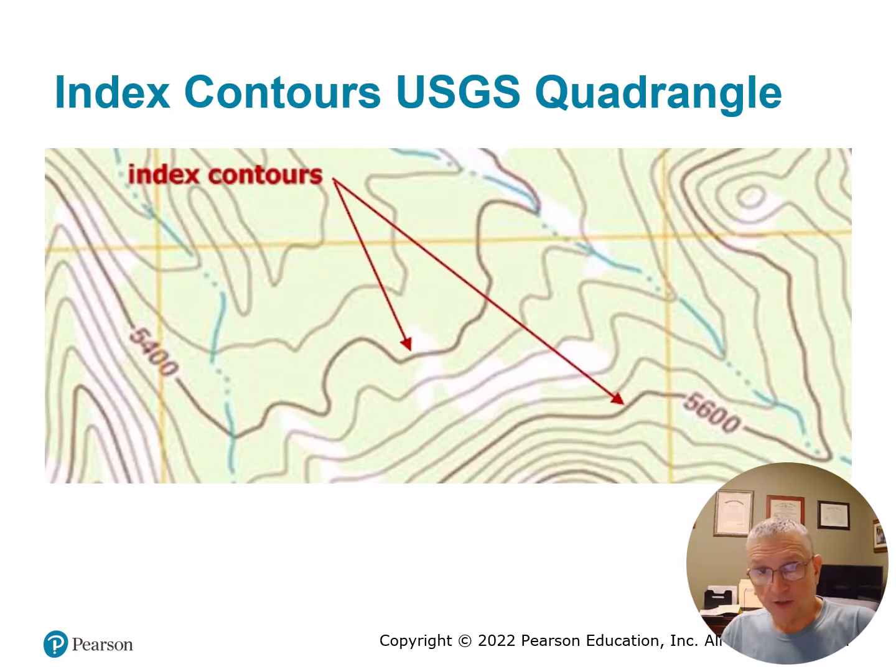These are index contours on a USGS quadrangle map. And here, these are 40-foot contours. How do we know? Because there are 4 of them between the index contours, which are darker: 1, 2, 3, 4. The higher one is 5,600, the lower one is 5,400. So there are 200 feet between them. 200 divided by 5 is 40. So these are 40-foot contour intervals.